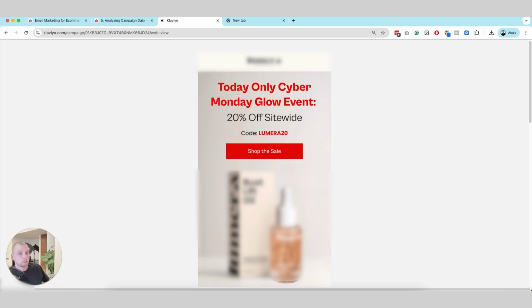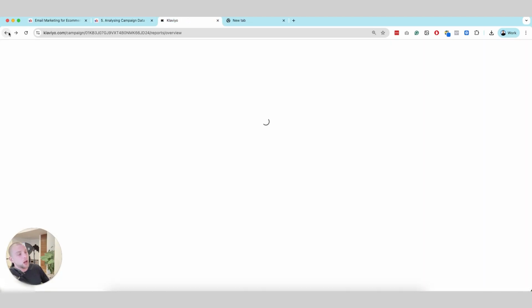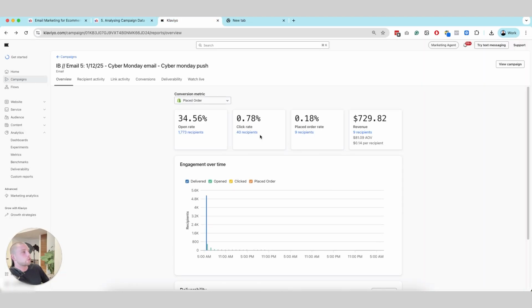Probably means two things. Number one, the actual offer isn't compelling enough, 20% off. Or number two, the audience isn't high enough quality to warrant it. And I'm actually slowly leaning towards there being an audience problem here because we're seeing things like open rates not super high for 120-day engaged and click rates not super high.